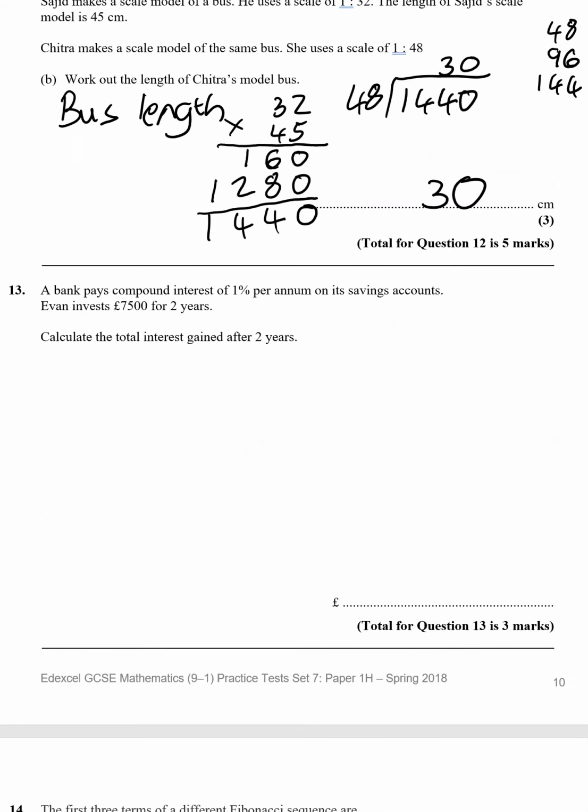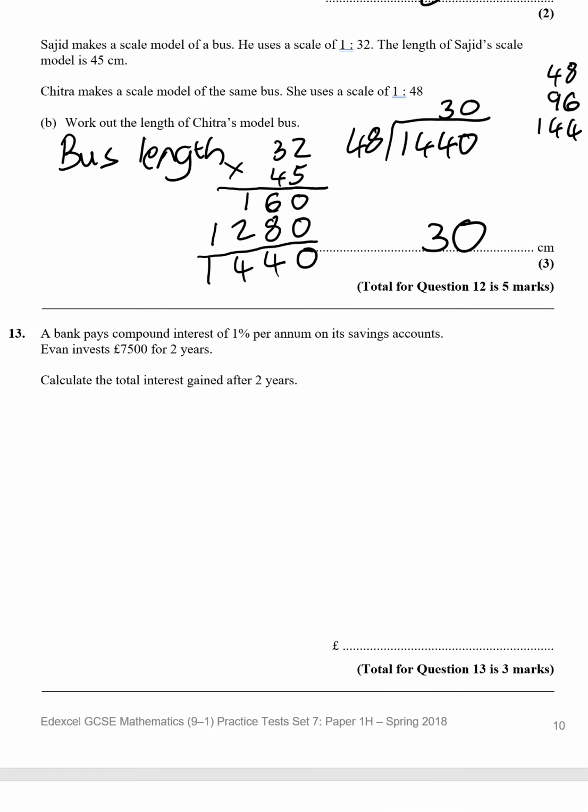Okay, 30. Question 13. Right, so a bank pays compound interest of 1% per annum. Ivan invests 7,500 for 2 years. Calculate the total interest. So I'm going to do 1 year at a time because we haven't got a calculator. So 1% of 7,500 is £75. So in year 1, it's got 7,575 in the account.